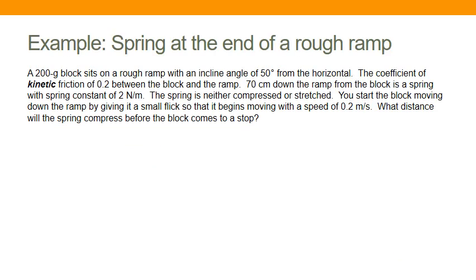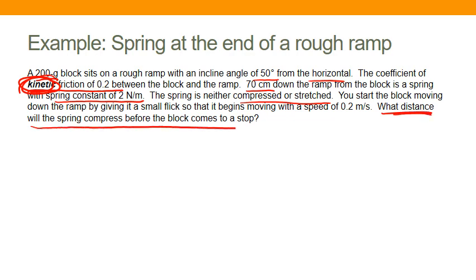Here you can read the problem statement. We have a 200-gram block sitting on an incline that is 50 degrees from the horizontal. We're told that the block sits 70 centimeters from the end of a spring that has a certain spring constant, and that this spring is not compressed or stretched, so it's not attached to the block in any way. We know the coefficient of kinetic friction, and that's important because we're going to want to solve for something. For example, in here, we want to know the distance the spring will compress before the block comes to a stop.